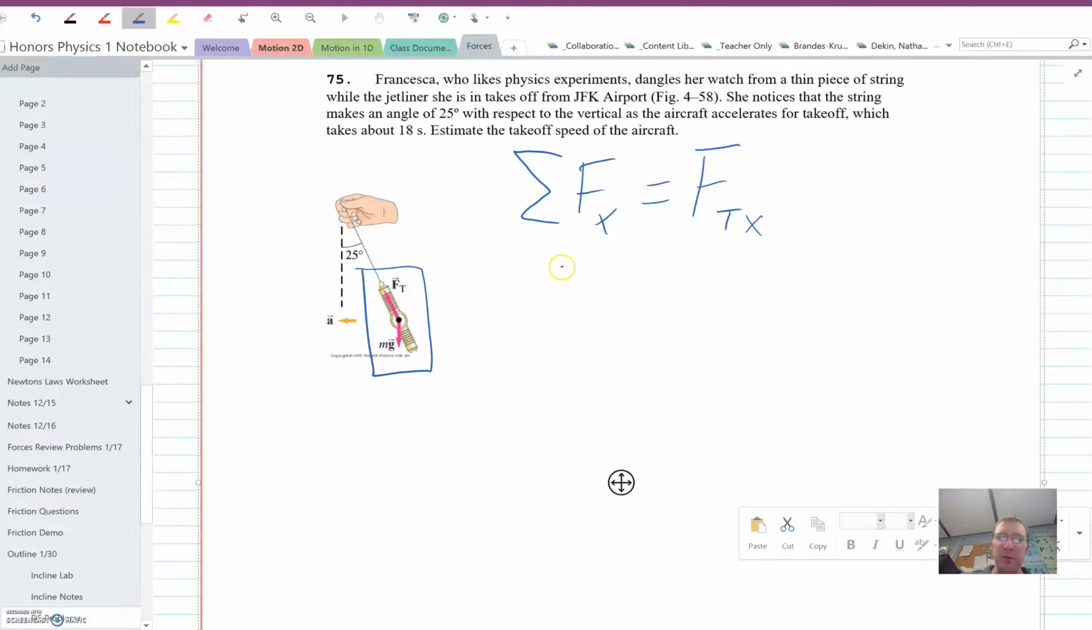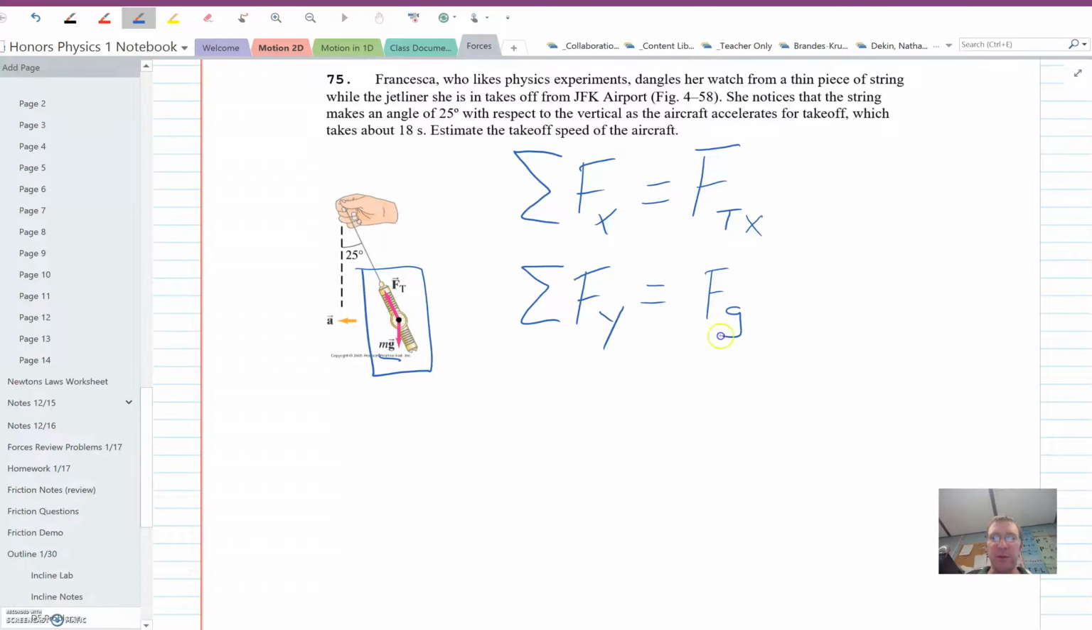So back to the drawings. Horizontally, there's tension. Vertically, again, we have mass times gravity, which is our force of gravity, and we have tension in the y. So being able to write these out takes care of a lot of this problem. Our angle is 25, so this right here is the opposite, which means sine. So our forces in the x are going to be tension times the sine of this angle. In the vertical, the adjacent, that's our cosine.